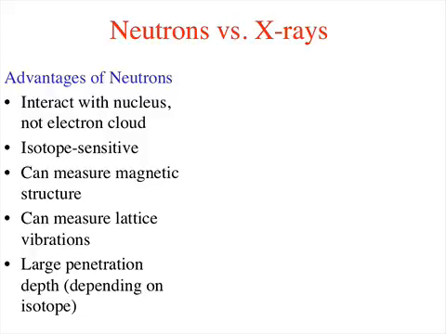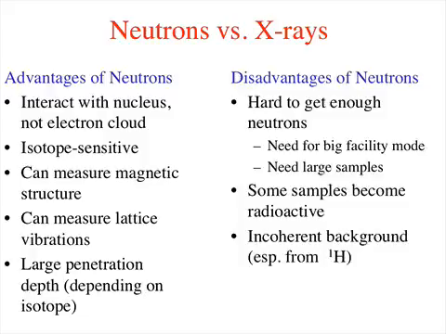An important feature of neutron scattering is that the neutrons interact with the nucleus rather than the electron cloud. So that means that the scattered intensity is isotope sensitive rather than just element sensitive. And it also means that you can measure magnetic structure. You can actually, for example, measure antiferromagnetic structures. You can do inelastic scattering and measure things like lattice vibrations, so-called phonons, quantized lattice vibrations. And the neutrons, relative to X-rays, penetrate a long way, so you can go very deep into samples. For example, you can go through 1-inch thick aluminum, where you could never do that with X-rays.